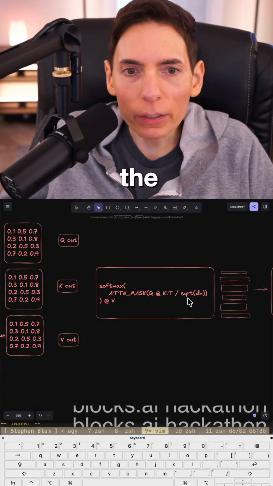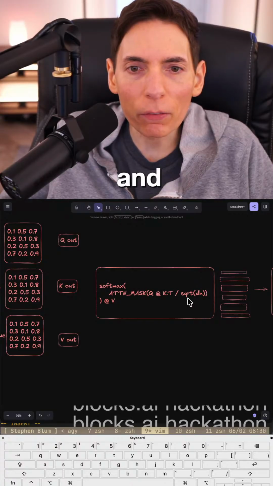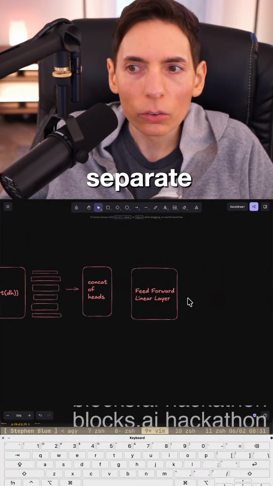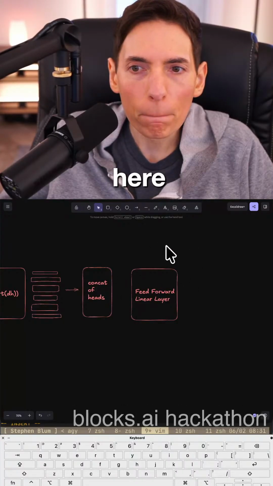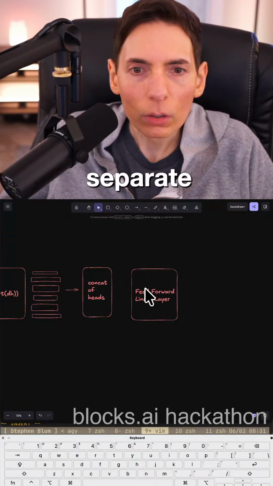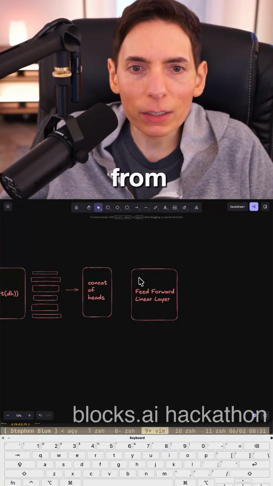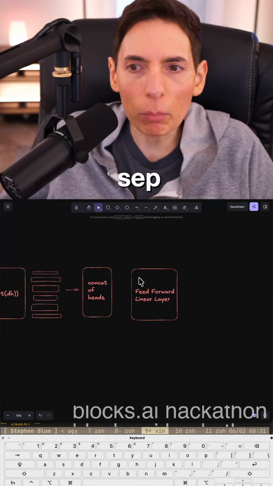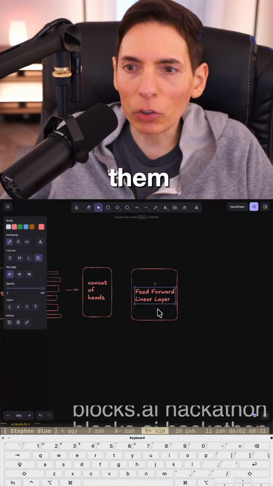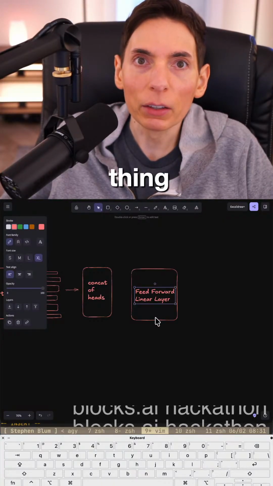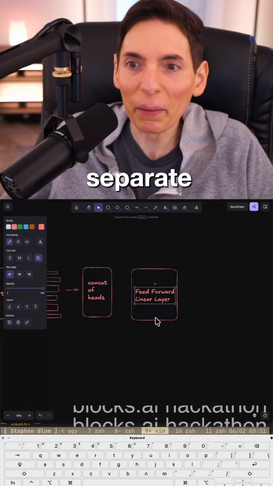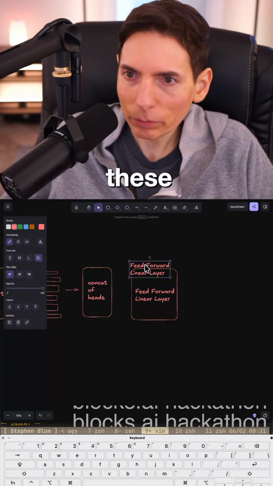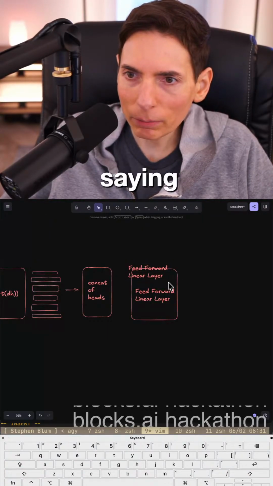And Steven says the linear projection from the attention forward and the feed forward are separate. So you're saying over here, these are separate? I've got them as one layer. I thought A and Z were the same thing. You're saying that they're separate? Okay. So there's basically two of these? Is that what you're saying?